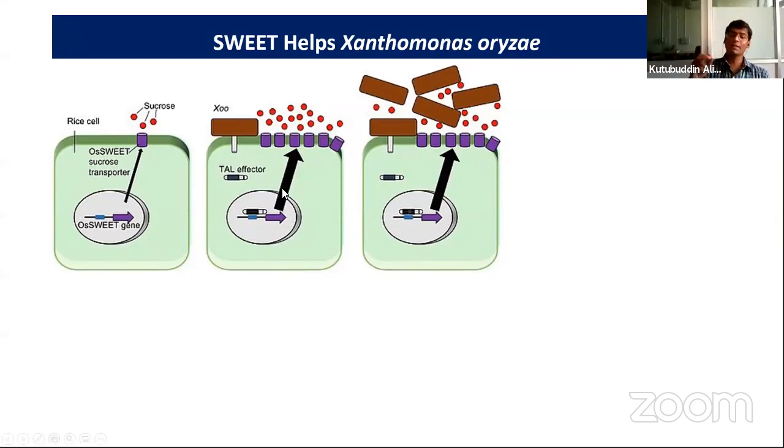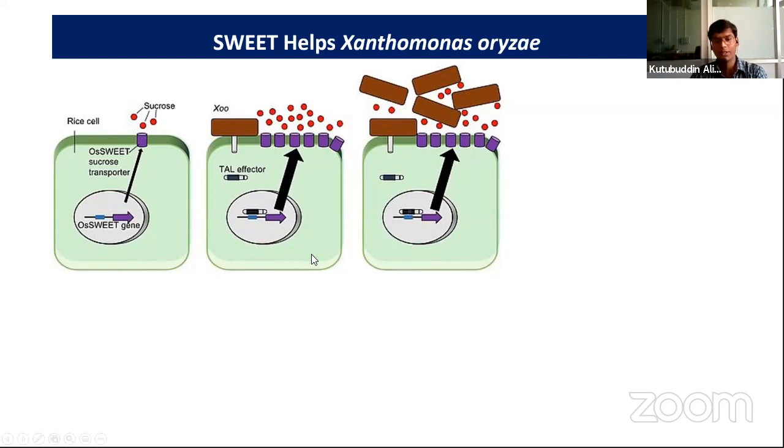So they are utilizing the plant's own gene to their own favor. They are highly expressing the SWEET gene so that more SWEET protein is produced, so that more sucrose gets transported from inside to the outside. And then you can see here a lot of Xoo is getting replicated because of the availability of a high amount of nutrition. So this is a classical example of how plant and pathogen interact with each other, and how they deploy each other's mechanism to their own benefit.